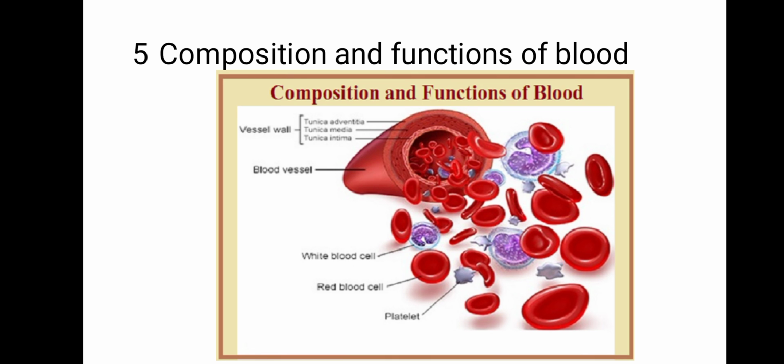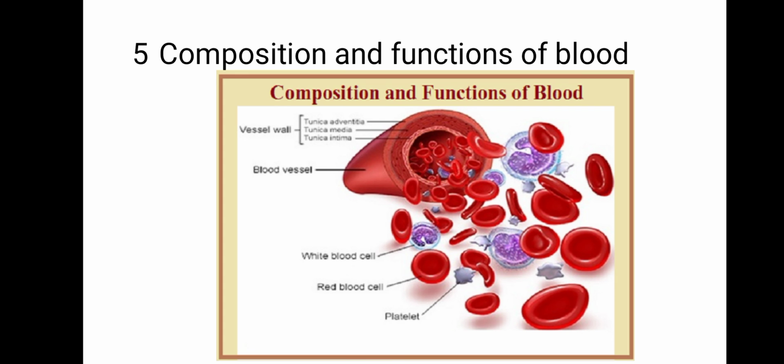Properties of blood. Color: bright red in arteries and dark red in veins. Mass: 8% of the body mass. pH: slightly alkaline, pH equals 7.35-7.45. Taste: salty. Temperature: 38 degrees Celsius, 100.4 degrees Fahrenheit. Viscosity: 3 to 4 times more viscous than water. Volume: 5 to 6 liters.